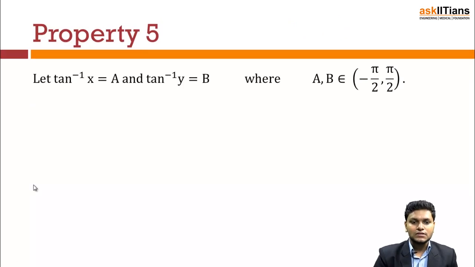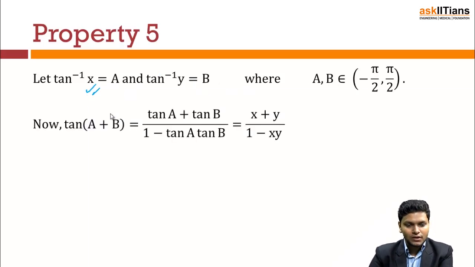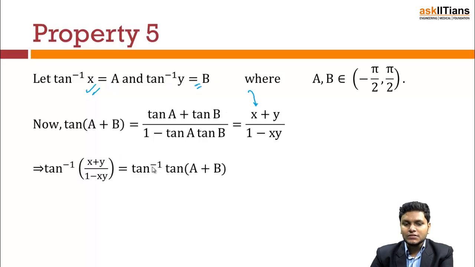Let tan inverse x be equal to a. Let's suppose I've used it as an angle, and tan inverse y is b, where a and b both belong to minus pi by 2 to pi by 2. Now the standard formula of tan(a plus b) will be (tan a plus tan b) over (1 minus tan a into tan b). Now using the values from this equation, I can put it over here. So a plus b can be written as tan inverse of (x plus y) over (1 minus xy).